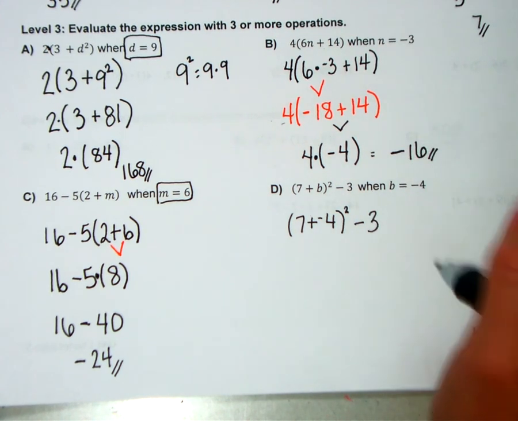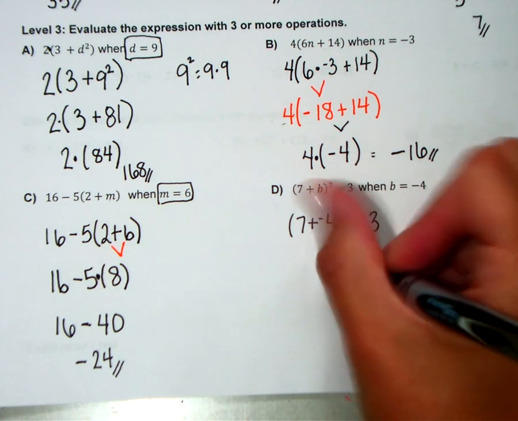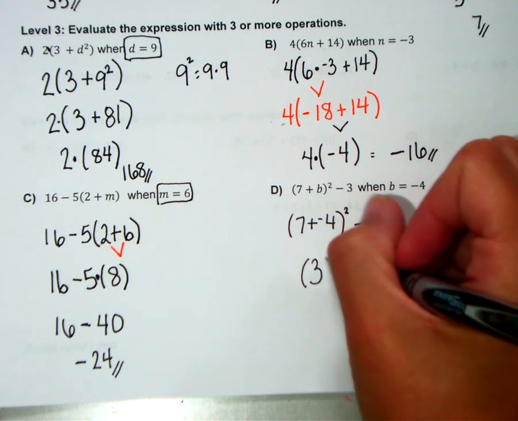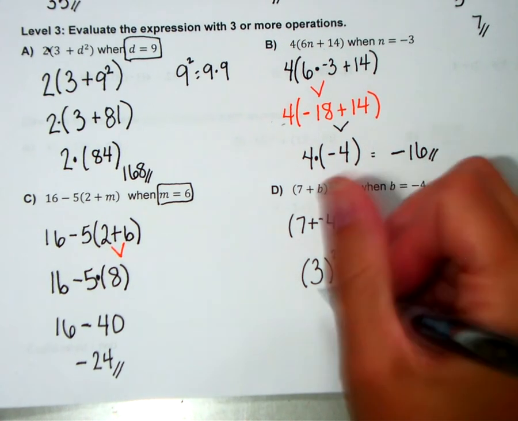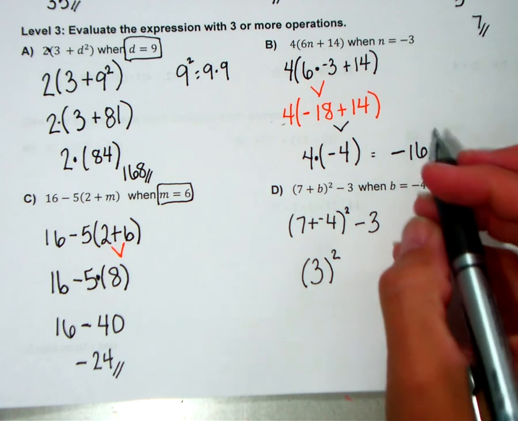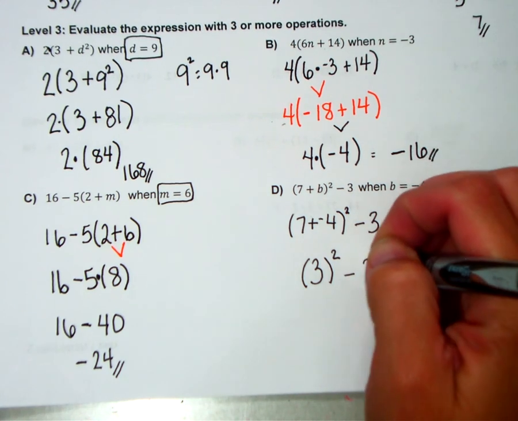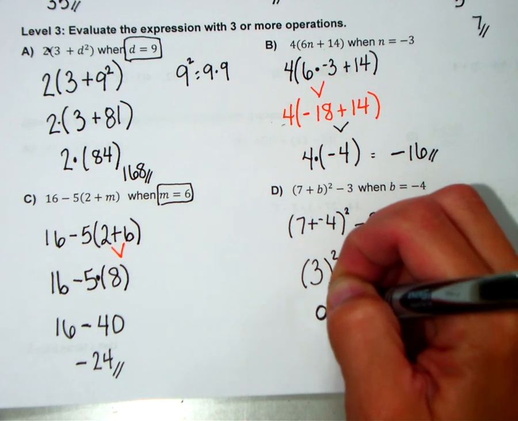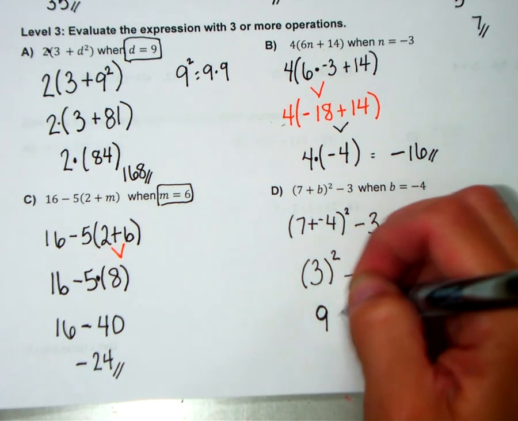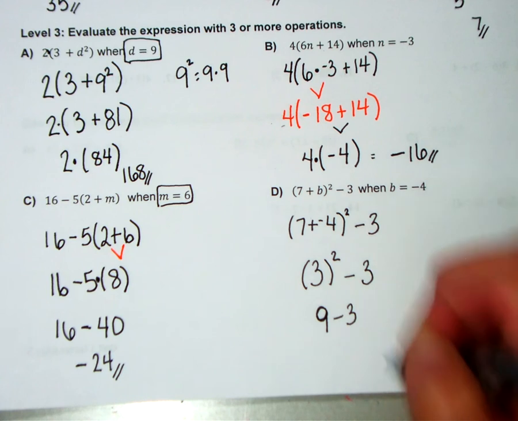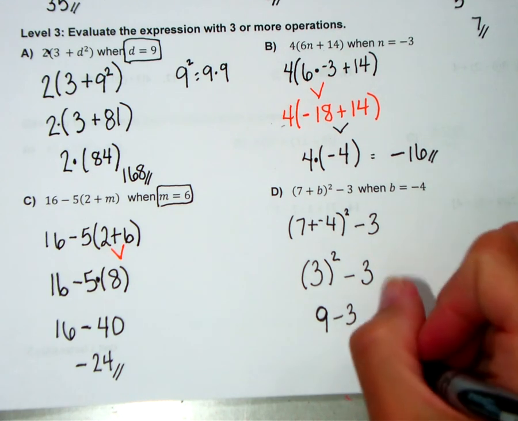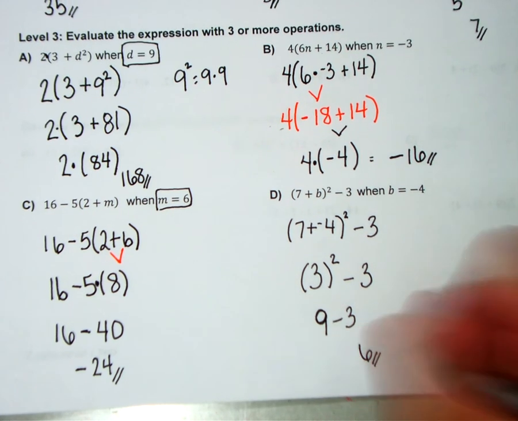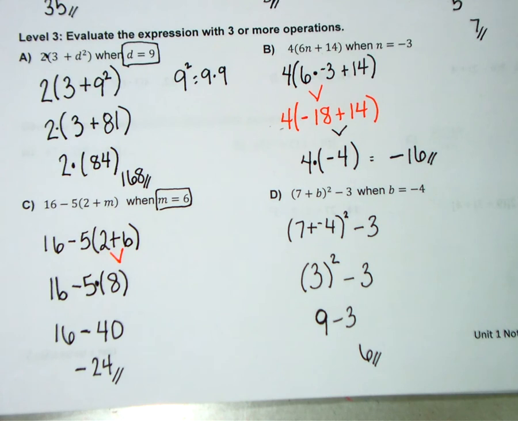Minus 3. 7 and a negative 4 is 3. Squared, you can put those parentheses, but you actually don't need the parentheses, so up to you if you want those there or not. 3 squared is 9. Bring down the minus 3. 9 minus 3 is 6. And if we turn to page 7, that's where our homework will be, just in time for the bell.